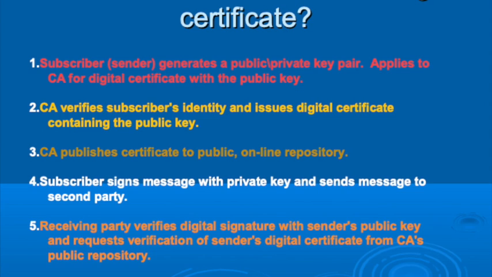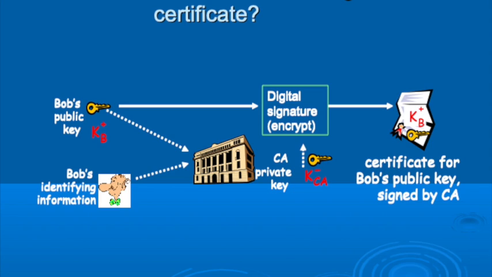What is the process of obtaining a certificate? The subscriber sends a request, the CA publishes the certificate to a public online repository, and the subscriber signs a message with a private key and sends the message. Description: CA private key. Then a certificate for Bob's public key signed by CA.